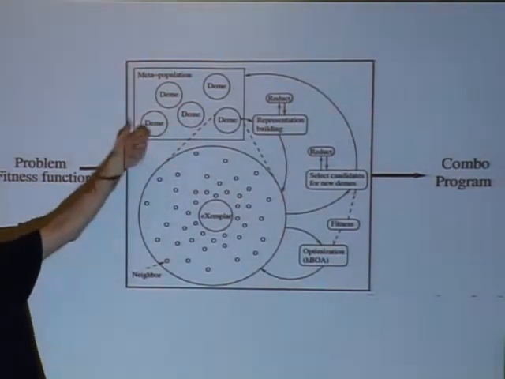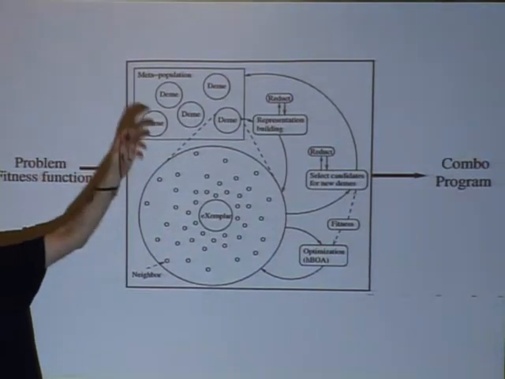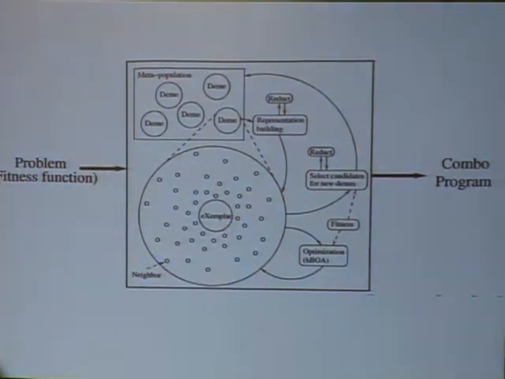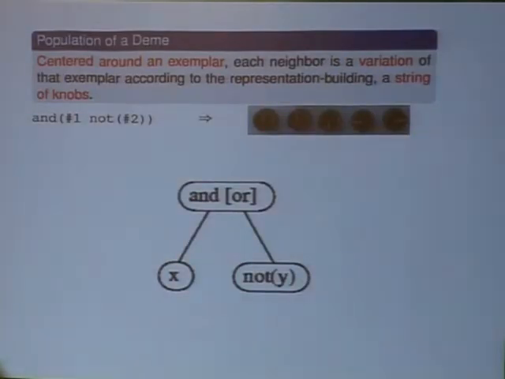A deme which has nothing good in it eventually gets killed and is replaced by a new deme which is seeded by something from the population in a successful deme. So you have the evolution going on at two levels, which seems to be important.